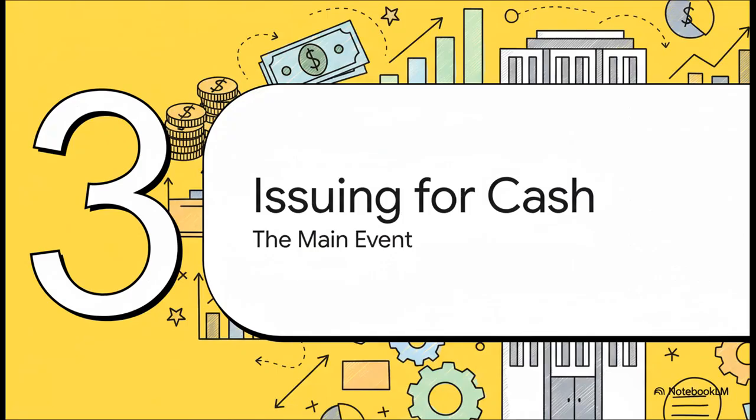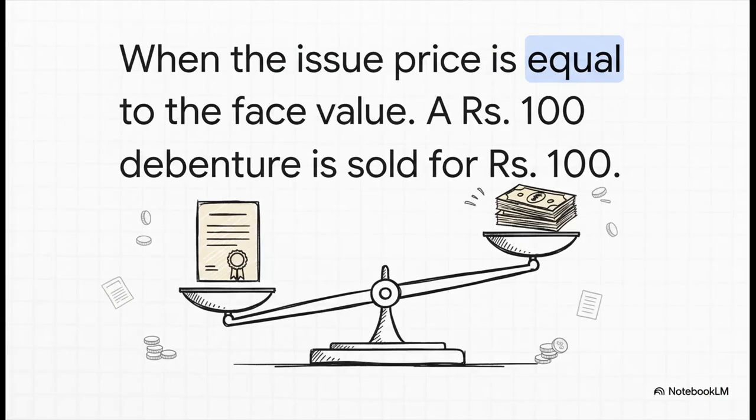Okay, now for the most important part for your practical problems. The journal entries when a company issues debentures for cash. Let's see how this builds. First up is the simplest case, issuing at par. This just means the issue price is exactly the same as the face value. No profit, no loss on the issue. A 100 rupee debenture is sold for 100 rupees.